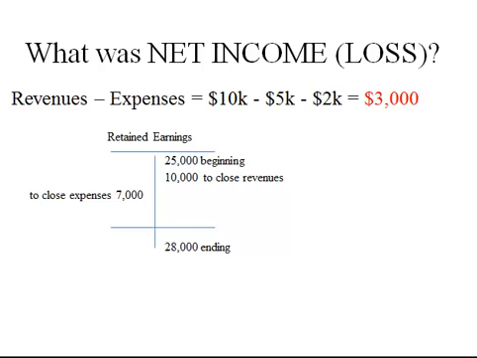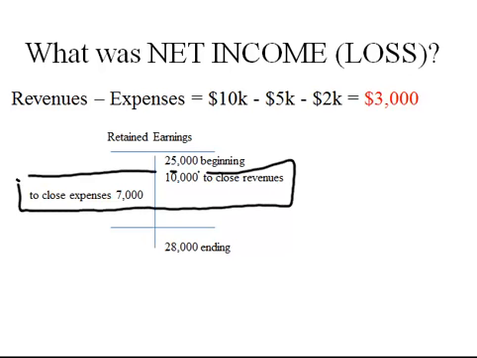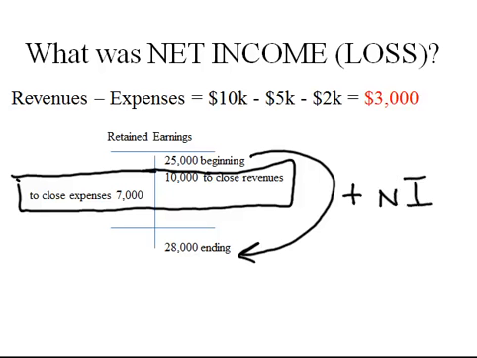What is net income or loss for the period? Notice that it's the $3,000 I just referred to, the difference between the revenues and the expenses for the period. Retained earnings, notice, changes from beginning to end by the amount of net income for the period. If we had a net loss, the change in retained earnings would be a decrease.